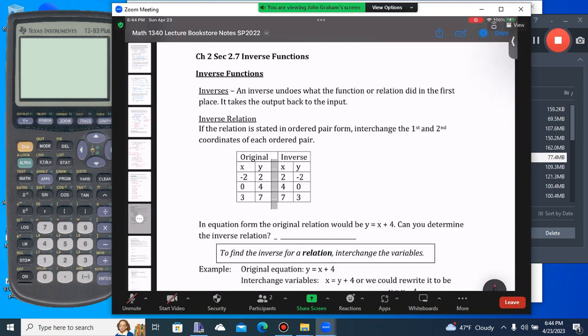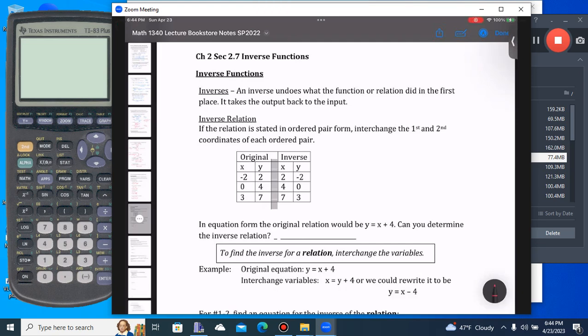Hi, this is Math 1340, and this video is over section 2.7, which is on inverses. An inverse function or inverse equation undoes what a function or a relation did in the first place. So it takes the outputs back to the inputs.